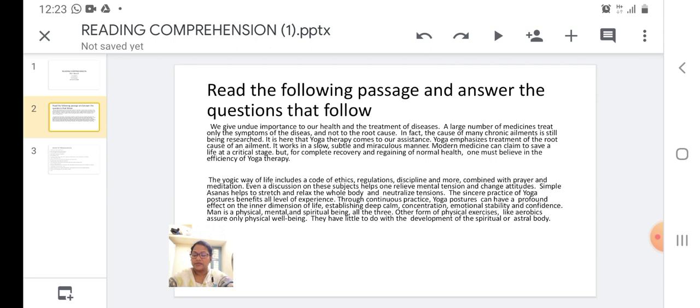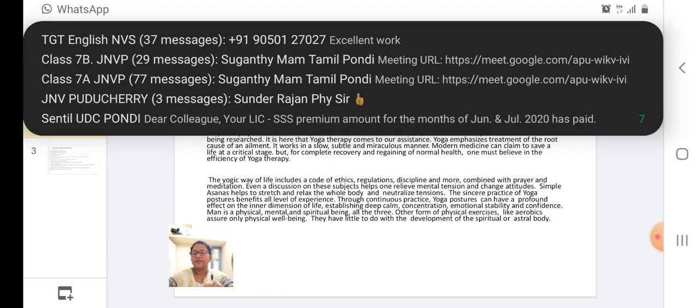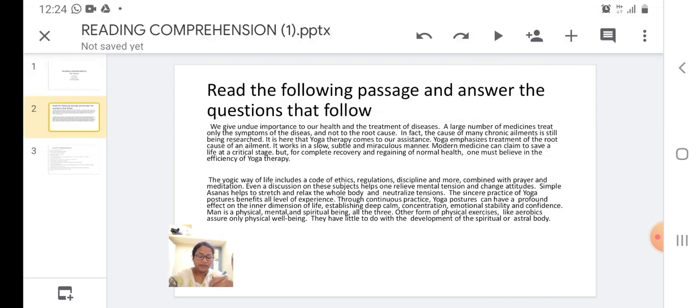The next question is, how is yoga better than physical exercise? So what are you going to say? Yes, yoga is better than physical exercise. Why? Because they develop spiritual, mental, and physical well-being. How is it different? Yes, the answer is yoga is better than physical exercise because all of the forms of exercise like aerobics.